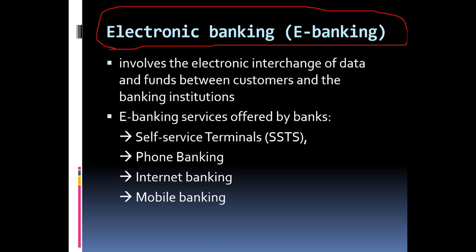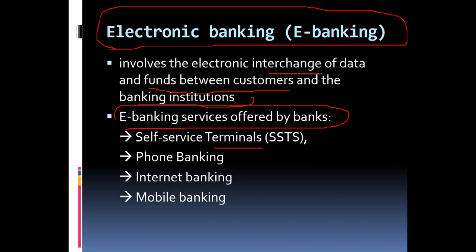And next we have the electronic banking, which is e-banking. And when we call the electronic banking or e-banking, we use online banking and involve the electronic interchange of data and funds between the customer and the banking institutions. And e-banking services offered by bank using the self-service terminals SSTs, phone banking, internet banking, and also mobile banking. This is the types of e-banking that we can use or that are offered by banks. Biasanya kalau kita guna internet banking, we just log in, and then we make some transactions to transfer sum of money ataupun untuk membuat pembayaran ataupun pembelian secara online.